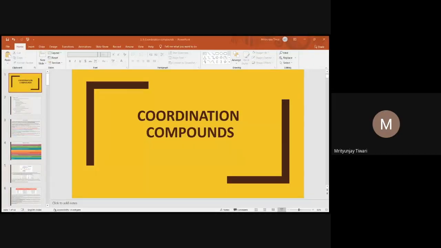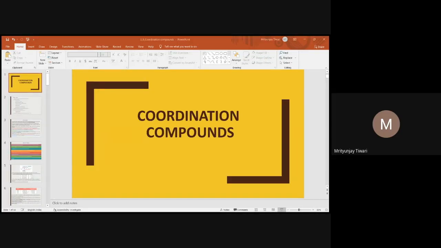Hello students, so we started coordination compounds, or coordination chemistry, in our last class. A few things we studied about coordination chemistry were just an introductory lecture. The first lecture was introductory and this is just the outline of the chapter. These are the basic things which we are going to discuss in this chapter, which I have already described.